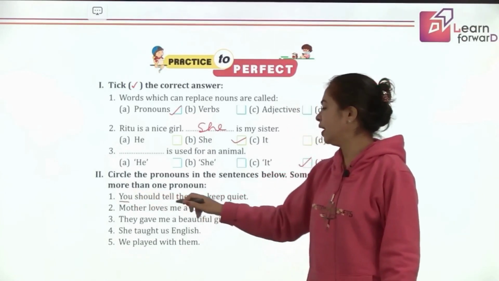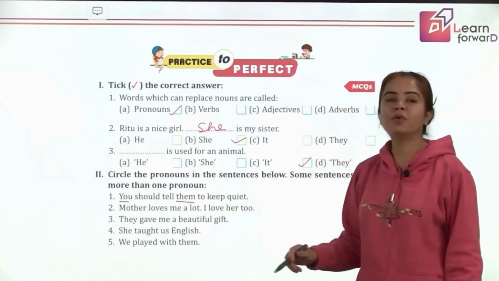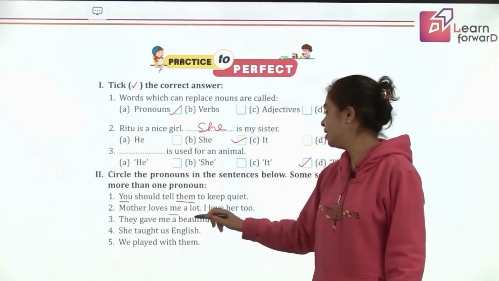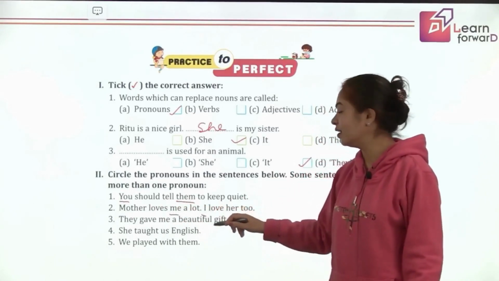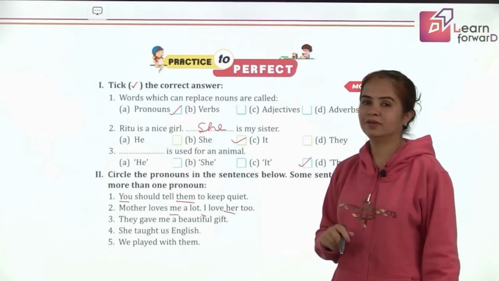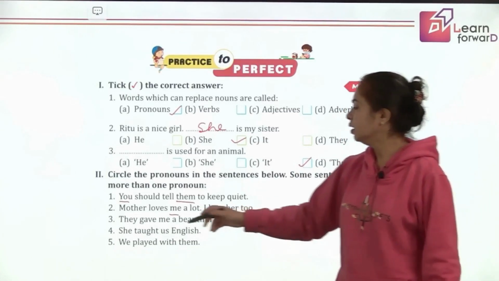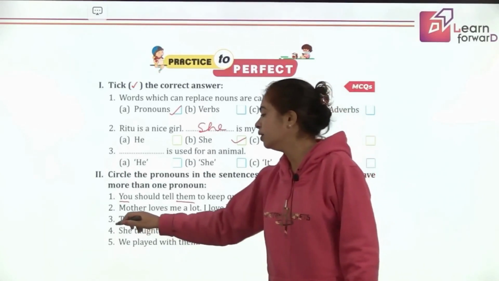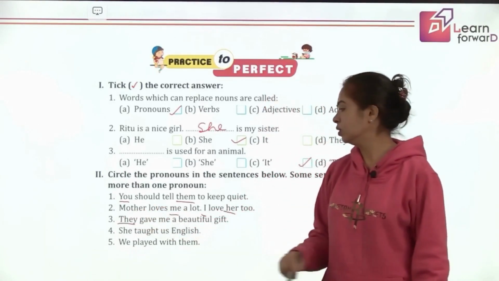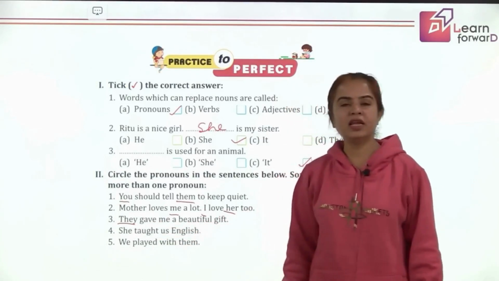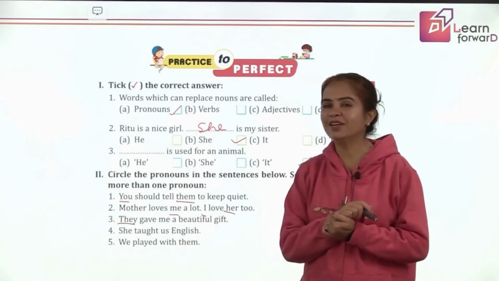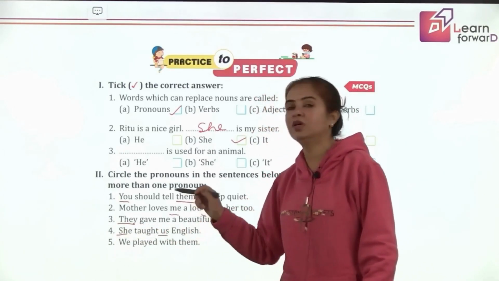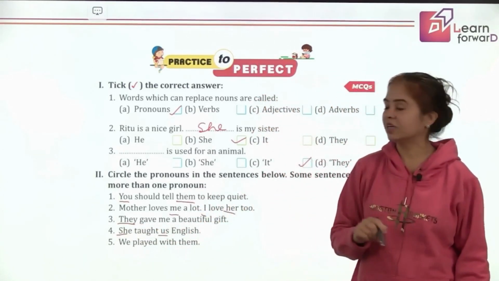You should tell them to keep quiet. Mother loves me a lot. I love her too. So these are all pronouns. They gave me a beautiful gift. So what's the pronoun here? They. That is plural third person. She taught us English. So what are the pronouns here? Quickly tell me. Brilliant. That means you have understood now both the subjective and objective pronouns.